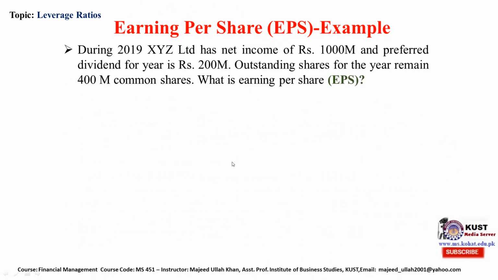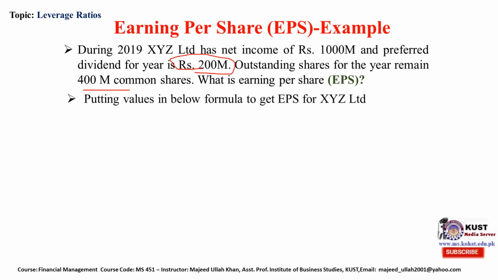Earning per share example. During 2019, XYZ Limited has net income of 1000 million rupees and preferred dividend for the year is 200 million rupees. Outstanding shares for the year remain 400 million common shares. What is earning per share?